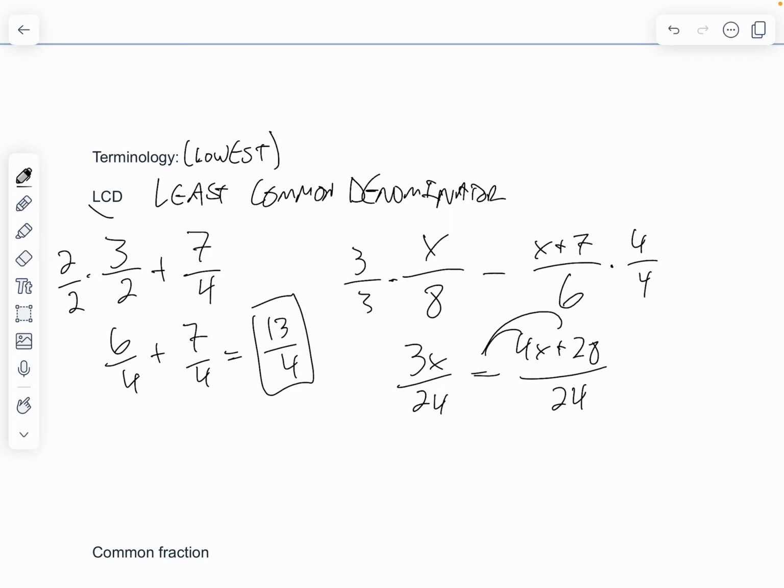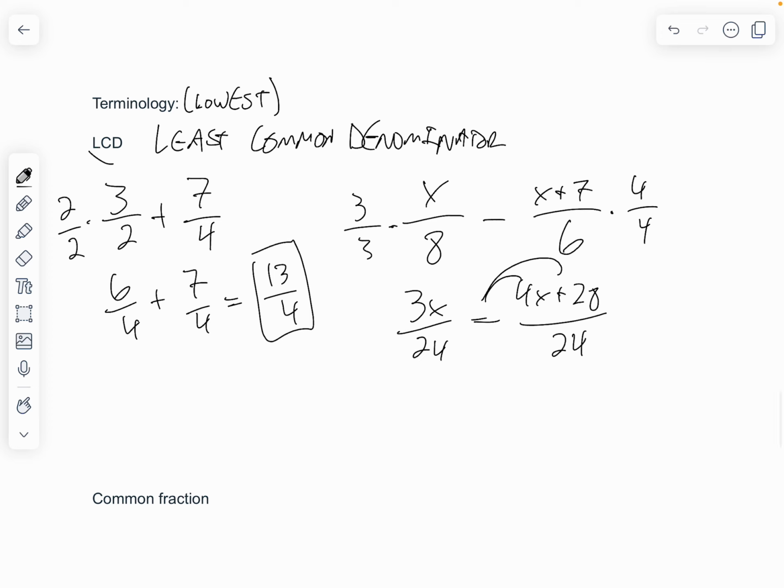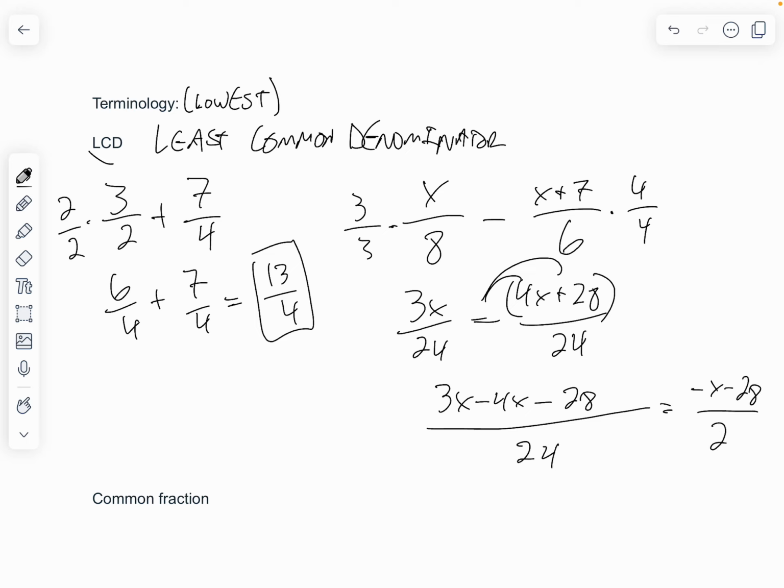You're going to see problems just like this on the worksheet I'm about to show you, so that's why we're going through this. So we're going to have 3x minus 4x minus 28 because of that distribution. There are implied brackets on the top of a fraction always. On the bottom, 24. That is a negative x minus 28 over 24. We have now combined and fully simplified that subtraction of fractions.